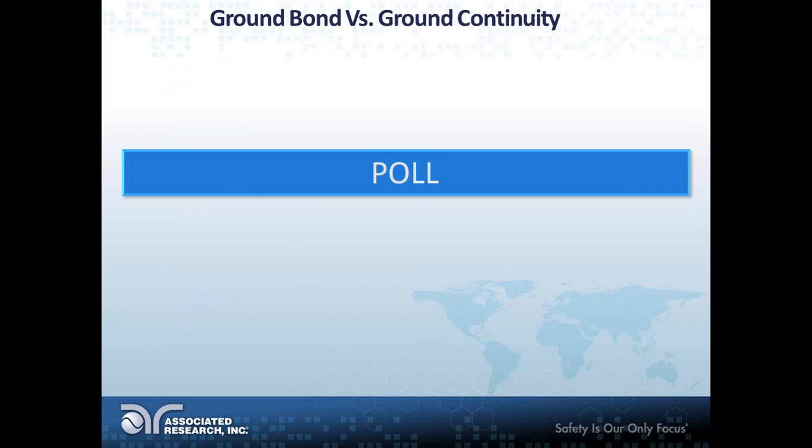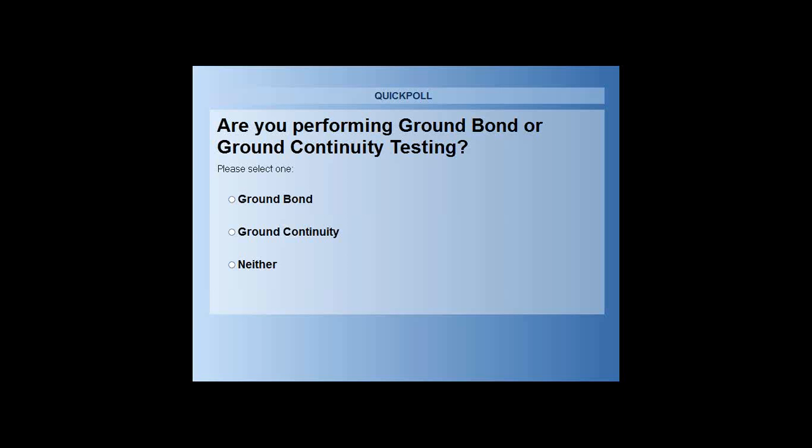So let's start out with a poll. What we're going to ask you is ground bond versus ground continuity. Take a look at the poll question. I'm going to give you about 60 seconds to answer this question, and then we will talk about the results.